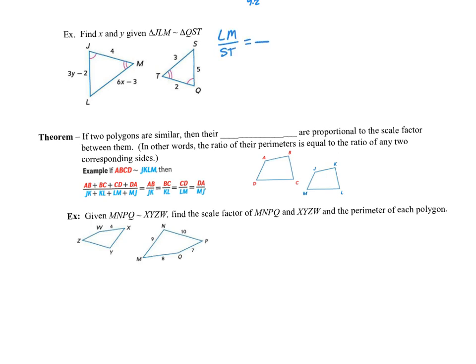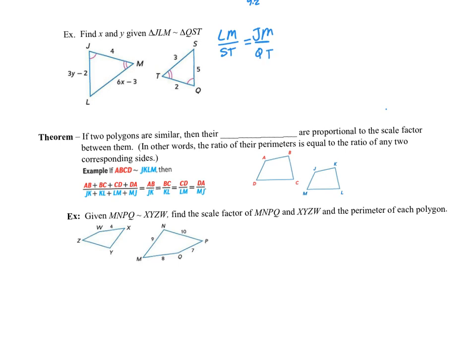And then I'm going to compare that to the ratio of any other two corresponding sides. So I need to use some that actually are labeled. Let's go ahead and write another ratio of corresponding sides. How about we take side JM that measures 4, and J and M would correspond to QT, which measures 2. So let's compare that to JM. Whoops, we're in the wrong spot. Fix that. JM to QT.